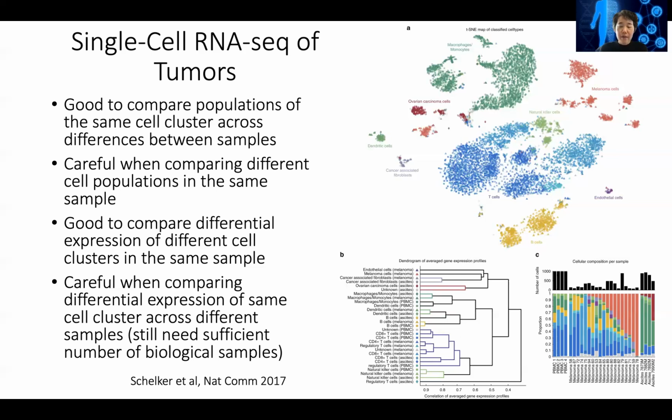And so be very, very careful when you are comparing the differential expression of single cell across different samples. So make sure you still need to have biological replicates to really call differential expression, and also to call the differential cell populations. Okay, questions?